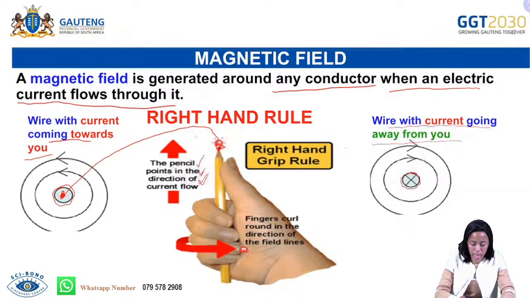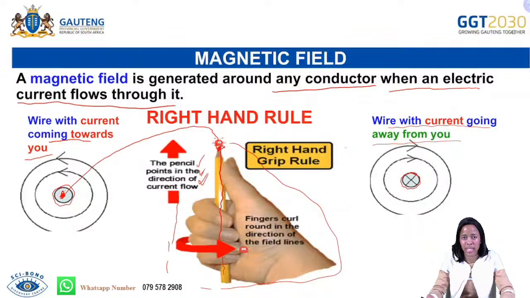So it therefore means that if you want to use the right-hand rule, then you will have to hold the pencil. In this case, it represents a conductor. Remember, a conductor is a wire. So if we want to represent the current that is coming towards you, it means that the tip or the top of the pencil is going to represent the current that is coming towards you.